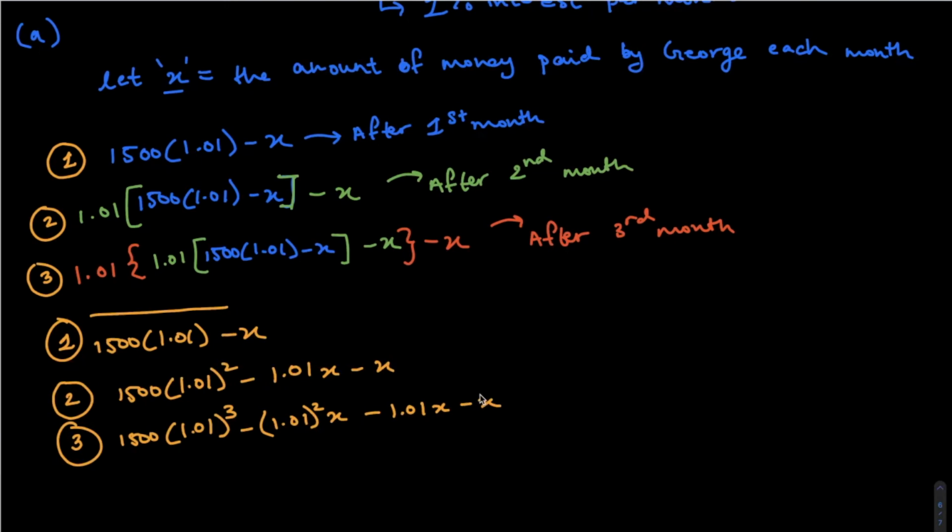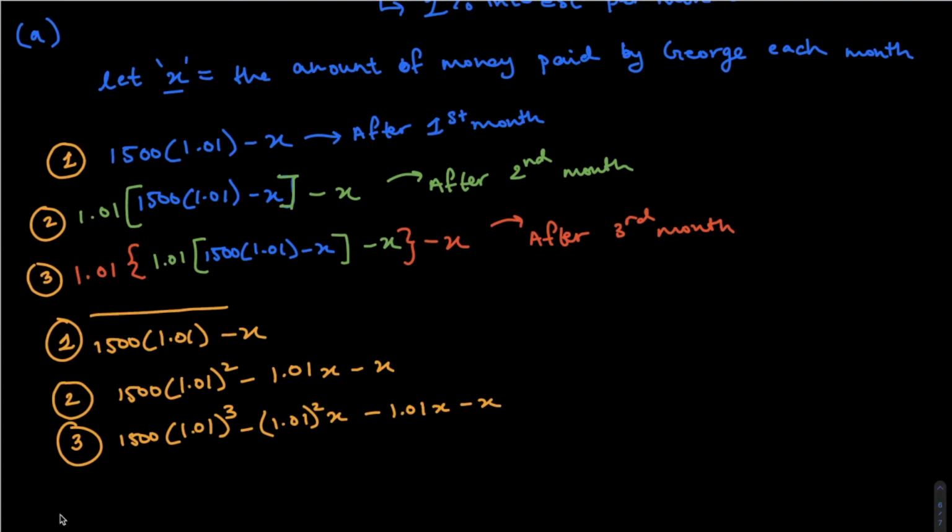Okay, so what's happening here is, see, this was the first one. I multiplied this by 1.01 and then I subtracted x from it, right? I multiplied by 1.01, so that's why I got squared here, and then 1.01 here, and then I subtracted x. Again, I multiplied this by 1.01, so I got 1.01 cubed, I got 1.01 squared, and I got 1.01, and I subtracted x from it. That's the pattern that's following. So again, this is after first month, second month, and third month. So I hope you see the pattern that's being generated over here, right?